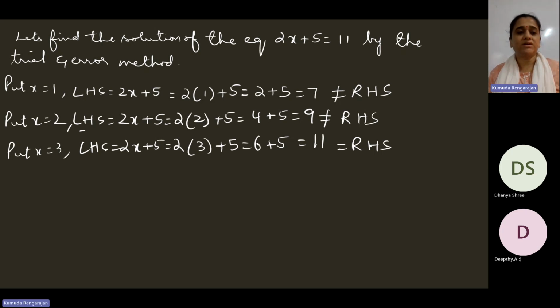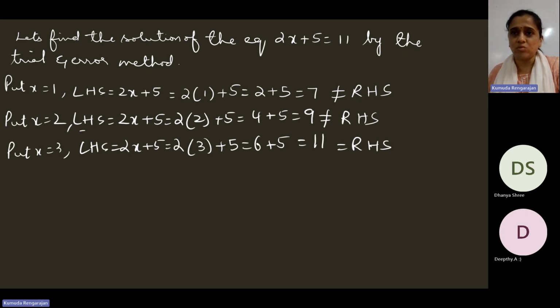Okay, so what is it here? Let's find the solution of the equation 2x plus 5 is equal to 11 by the trial and error method. It's not that you have to start with 1. You can try 0, -1, -3, any number. And I told you it is not always easy to find the solution using this method. This is just for you to understand what the solution of an equation means.